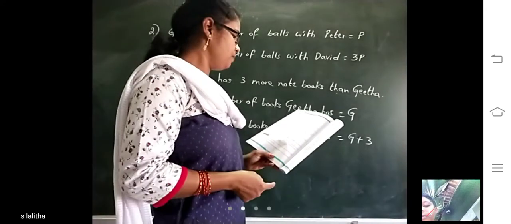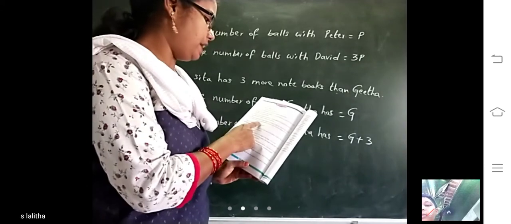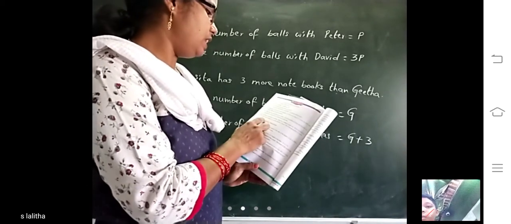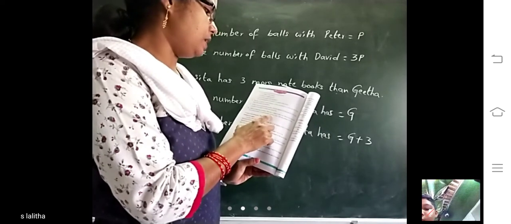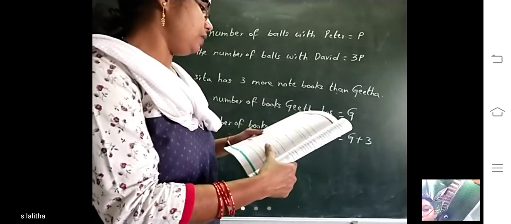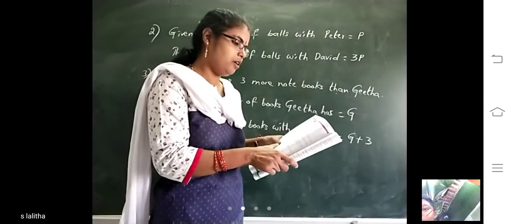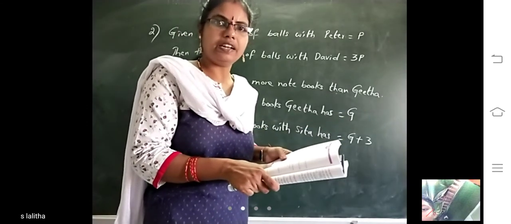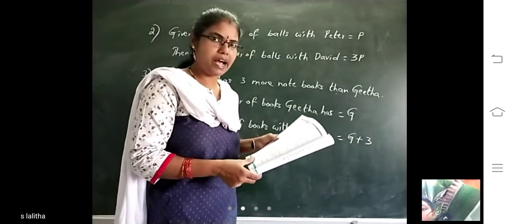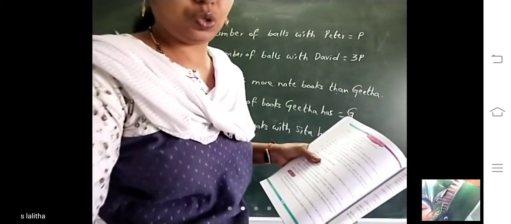See the fourth question. Cadets are marching in a parade. There are 5 cadets in each row. What is the rule for the number of cadets for a given number of rows? Use n for the number of rows. Here what is given? Cadets are marching in a parade. In each row, how many cadets are there? 5 cadets. So you have to write the rule for the number of cadets for a given number of rows.